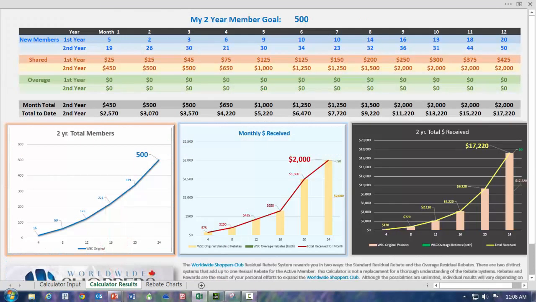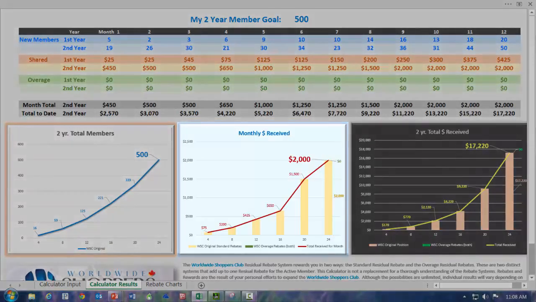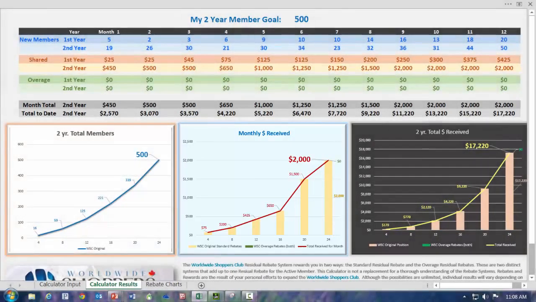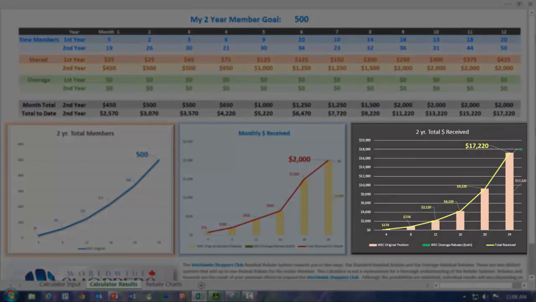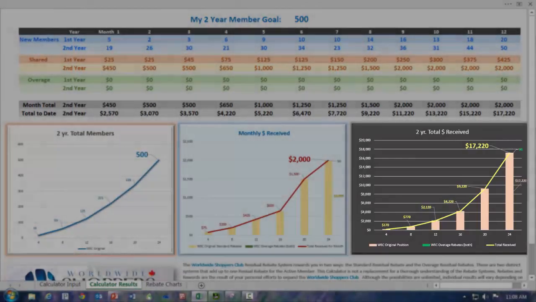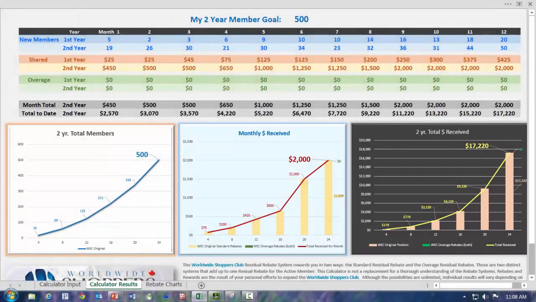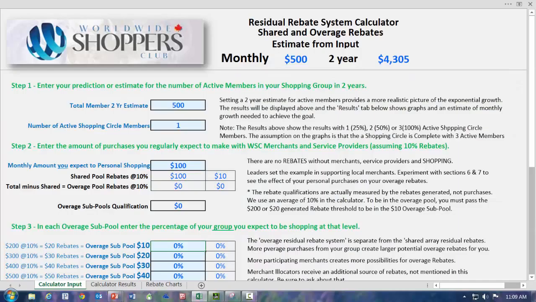And I'm sure you can see a huge difference here because on the graph it says you should be receiving rebates of $2,000 per month, and you should have received rebates of $17,220 over the 2-year period. The difference is the graphs assume that you have 3 people in your shopping circle. And we did that over here in the calculator again just to prove a point.